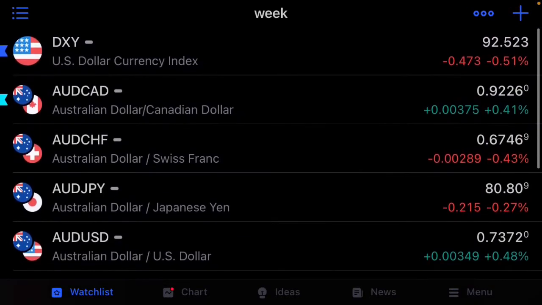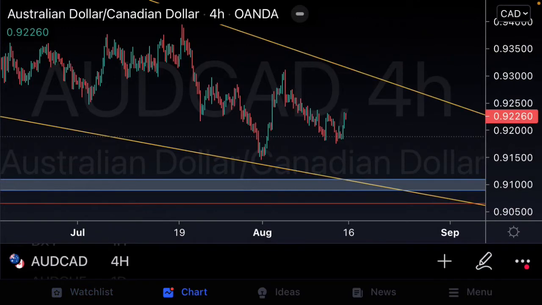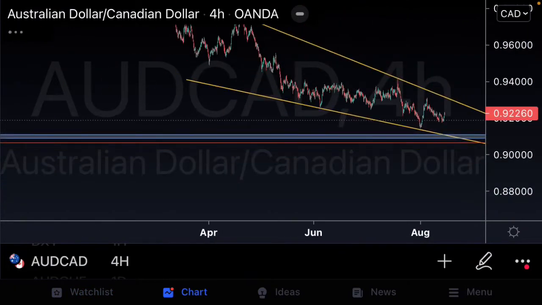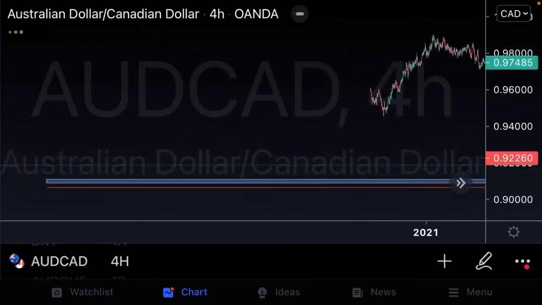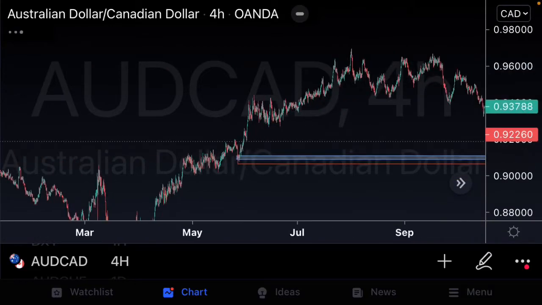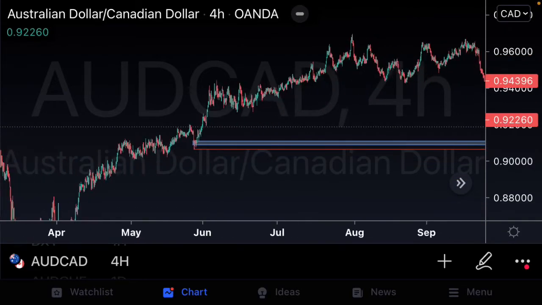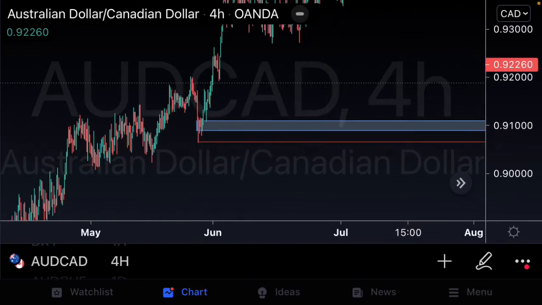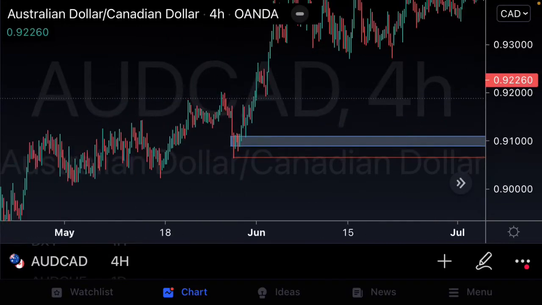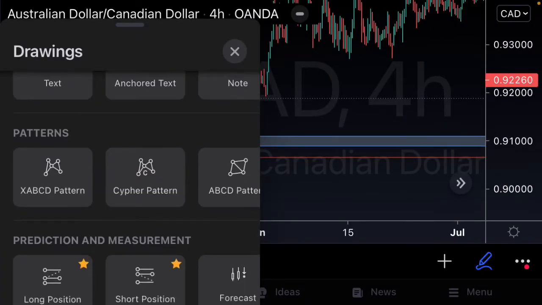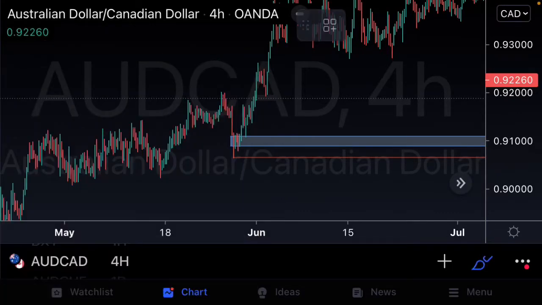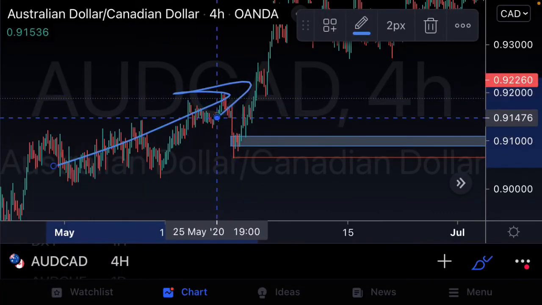Now guys, let's kick things off and we'll start off with our Aussie CAD. We'll keep on the 4-hour and just discuss our major structure. So if we pull left, guys, you can see this area that we've marked out here. If we look down here on the 4-hour, what we do see is this market that has essentially been moving to the upside, creating these higher highs and higher lows.